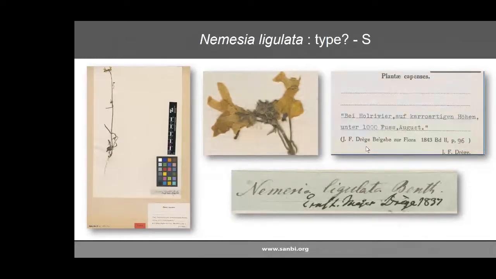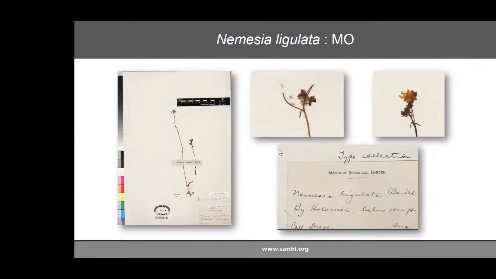If we look at the type in Stockholm in Sweden, it is very difficult to see on the material. You can't distinguish between what are corolla lobes and what are spurs. So it is difficult to use electronic images. But in the type material that is housed in Missouri, at least in the middle top image, you can see the typical inflated tip of the spur, and also the flat spur.